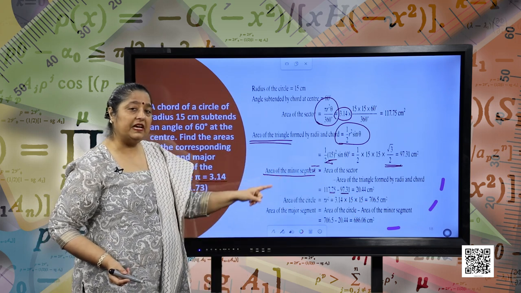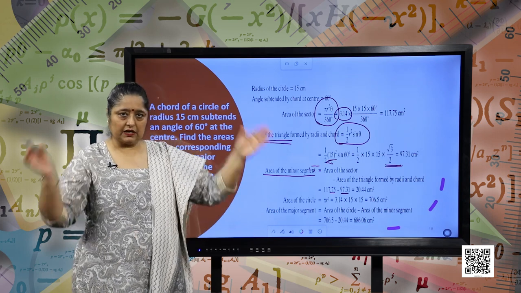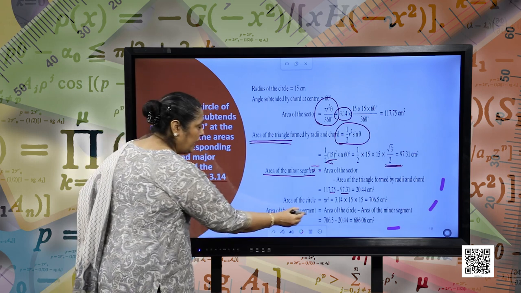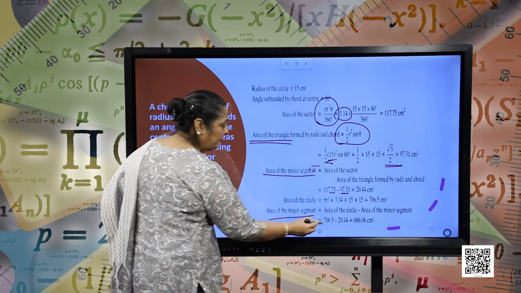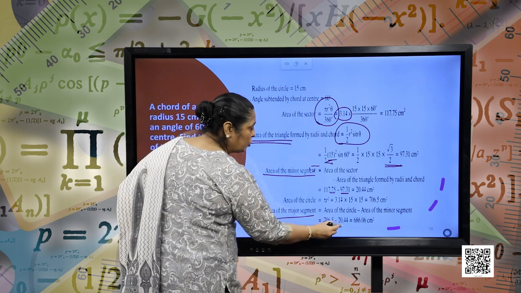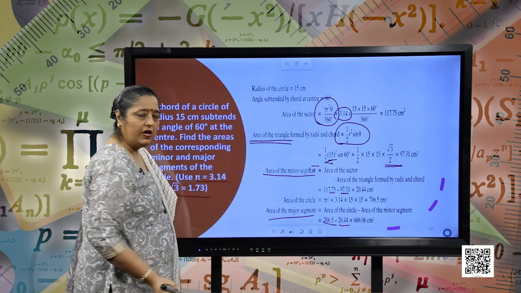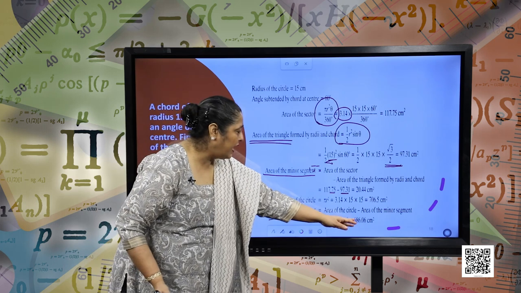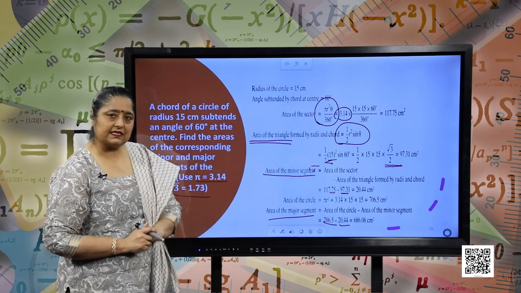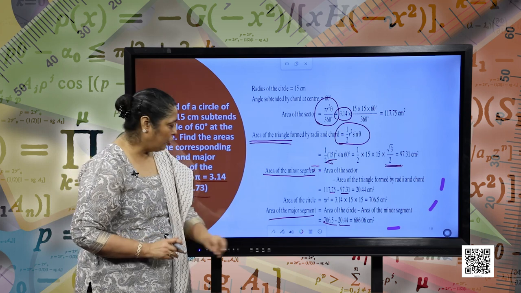What is the area of the major segment now? Area of the circle minus the area of the minor segment. So, area of the major segment will be 706.5 minus 20.44. Calculating this further, we have 686.06 centimeter square. I hope this is clear.